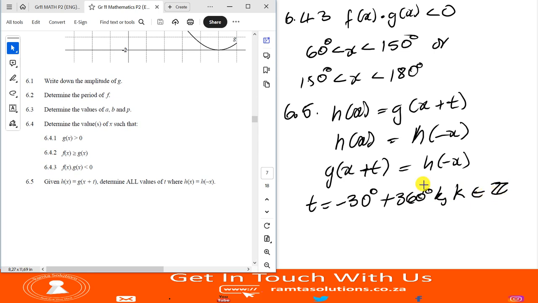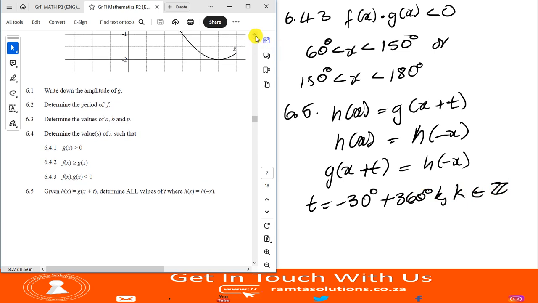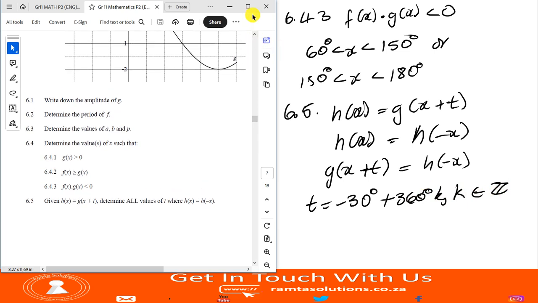I think it was going to be nice if I had drawn this to show you what I mean. But I hope you understand that I'm saying for this to work, the graph has to shift, I don't know whether it shifts to the left or to the right, but for this to work, it has to shift to the right.